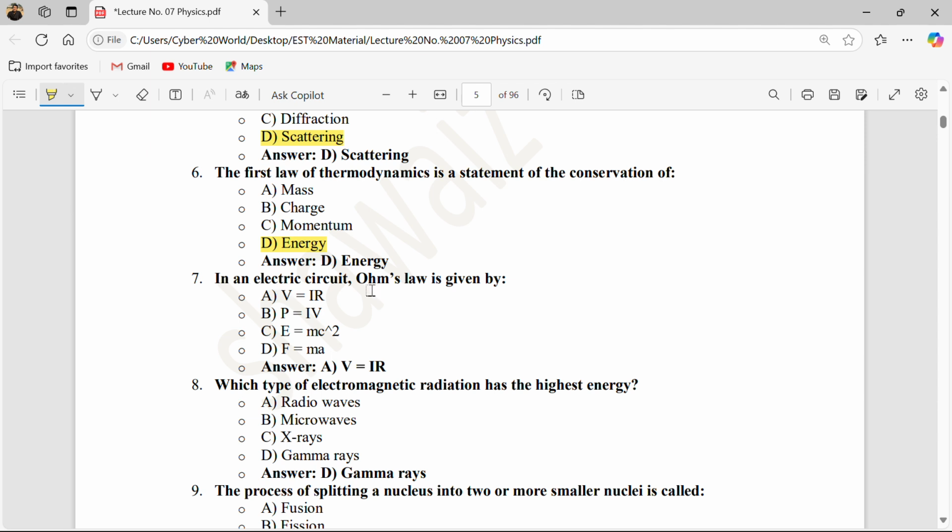In an electric current, Ohm's law is given by. So, the formula relation of Ohm's law is very common, and we know that it's V equals IR.